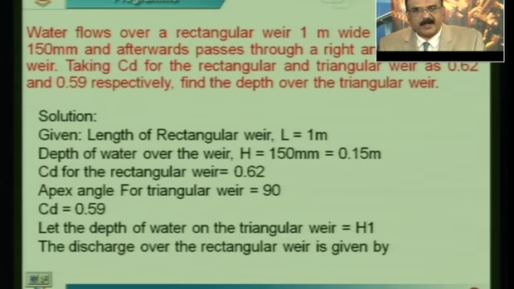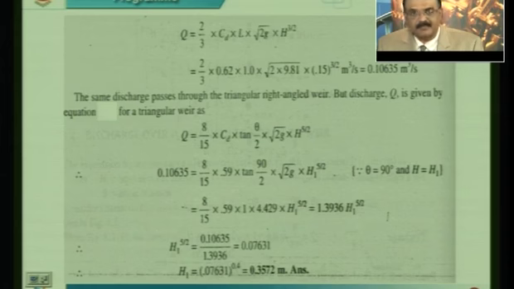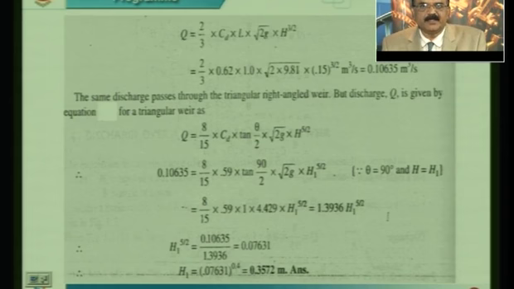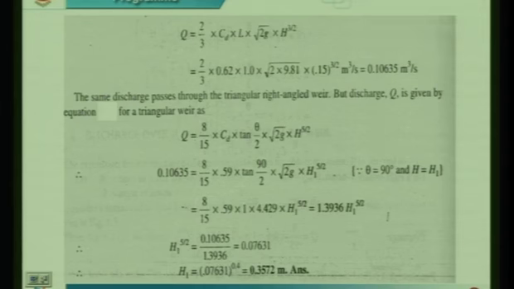Now, the discharge over the rectangular weir is given by, write the formula, Q is equal to 2/3 CD root 2G L H raised to 3/2. Now, what is the data given in this? You know the value of CD. CD is 0.62, L is 1 meter, root 2G is constant and H is 0.15 meter. Substitute all these values and find the value of Q. So, Q works out to be 0.106 or 0.11 meter cube per second.